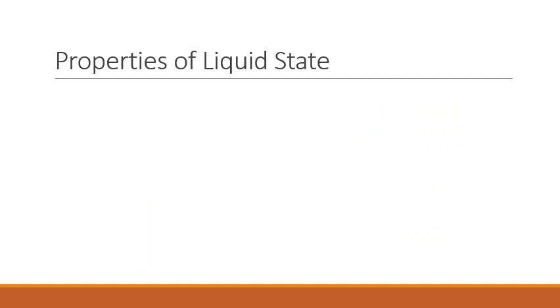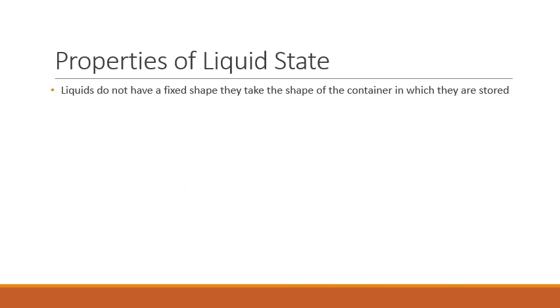Now let's see the properties of liquid state. Liquids do not have a fixed shape. They take the shape of the container in which they are stored. So you must have observed when you pour the water from bottle into a glass, the water will take the shape of glass. Earlier it was having the shape of bottle, but once I pour it in the glass, it would take the shape of the glass. So these liquids, they don't have fixed shape. The shape keeps on changing as per the container in which they are stored.